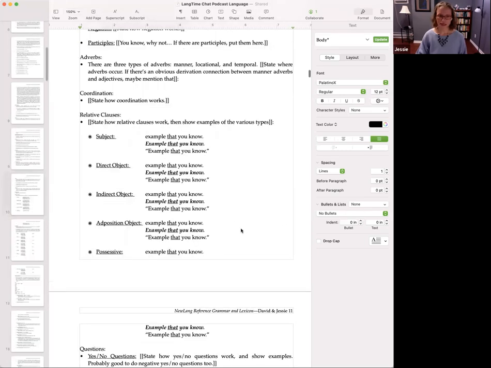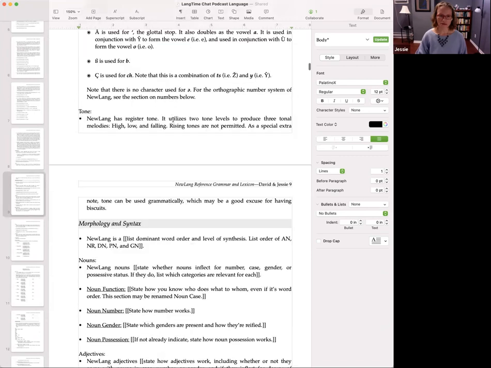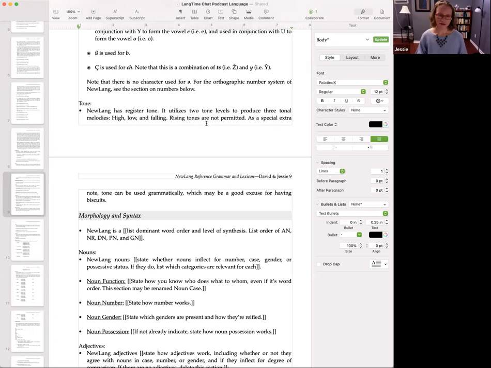We also had decided, as I scroll up to tone, and today we're going to kick off with deciding where our tone is going to come from. We will have register tone with two tone levels. And so altogether, there will be a high, low, and falling tonal melody. Those tones may be used grammatically. When we get to grammar, we'll figure that out. So that's where we are, David.